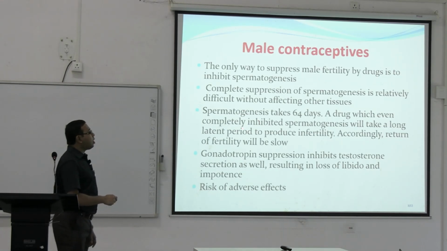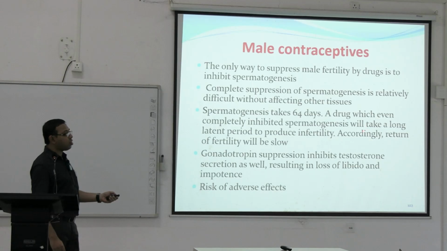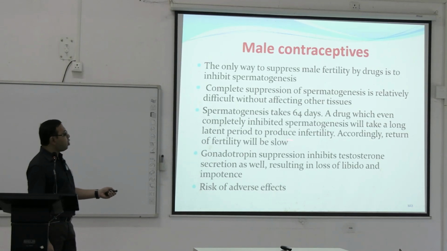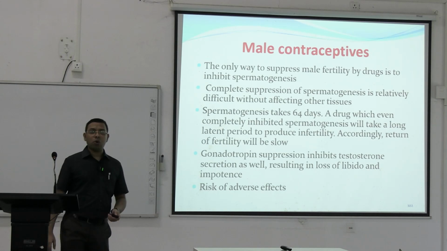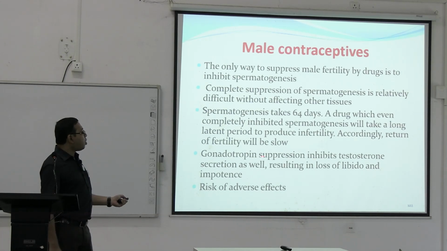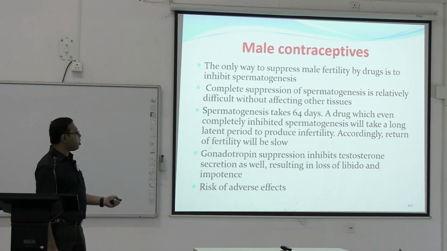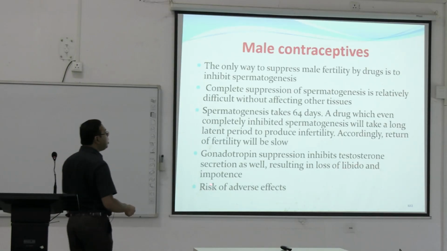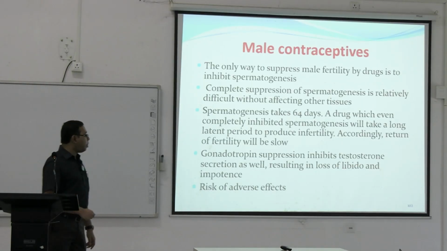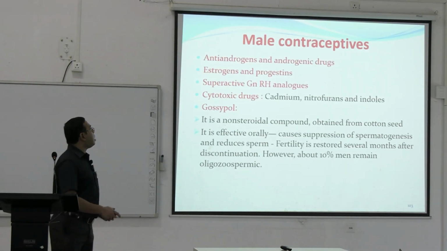A drug which even completely inhibits spermatogenesis will take a long latent period to produce infertility. Accordingly, return of fertility will also be slow. So that is the problem. Gonadotropin suppression inhibits testosterone secretion as well, resulting in loss of libido and impotence. So impotency can come and risks of adverse effects are also there.